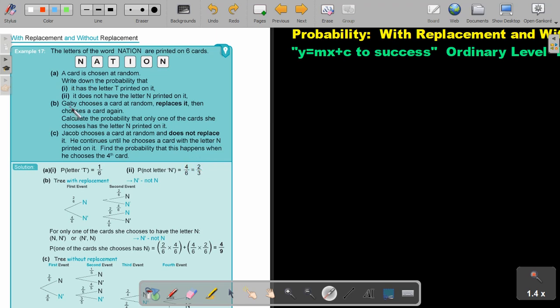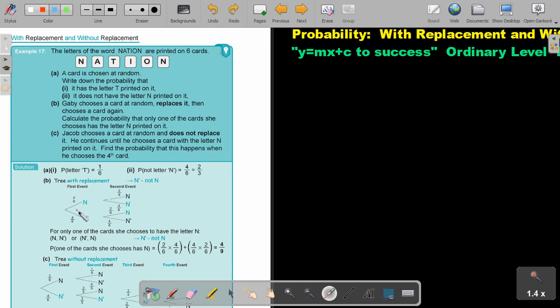Okay, now it starts. Gabby chooses a card at random, replaces it. Remember, this is now independent. Then she chooses a card again. Calculate the probability that only one of the cards she chooses has the letter N printed on it. So make another tree. What will the tree be? It's N, it's not N. Remember what I said: never simplify in the tree. You can simplify in final answers. So not N is 2 out of 6.